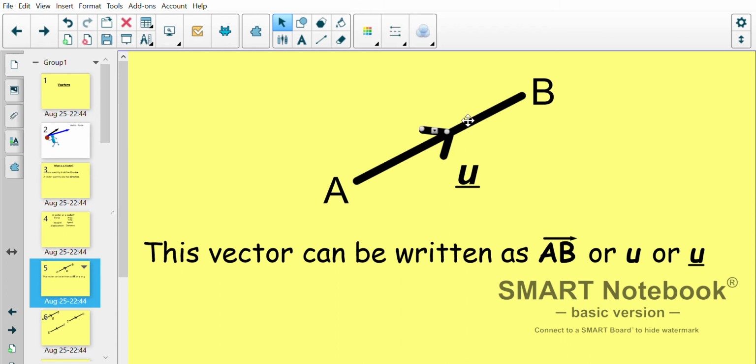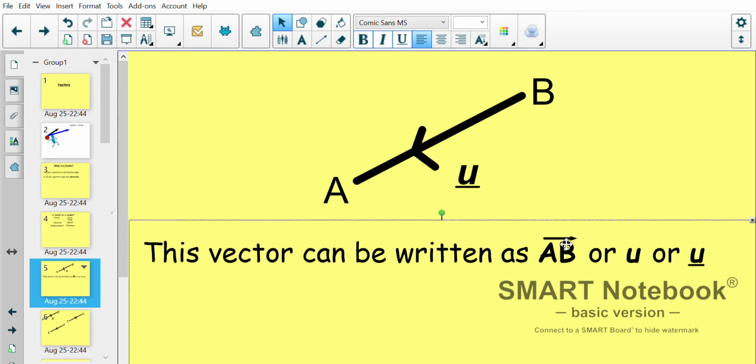If this arrowhead was pointing the opposite way, that would change how we'd write this vector. There we go. How we would write this instead, you may be able to guess, is B to A. So we've started at B and we've ended at A.